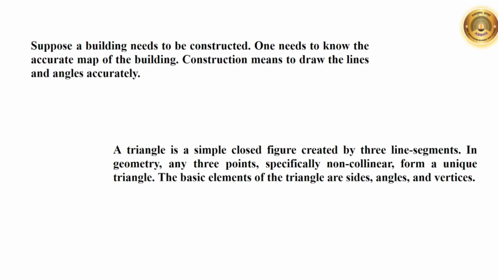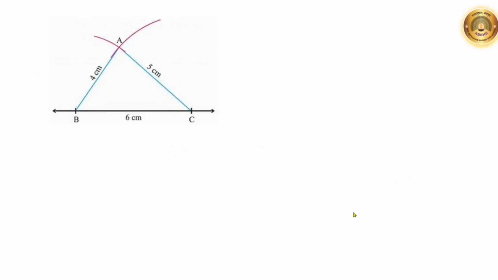Now, what are the basic elements of a triangle? Yes, the basic elements of a triangle are sides, angles, and vertices. Now, you have learned in your previous standard the construction of triangles. So given the three sides, you can construct a triangle. That is the first case. The second case is if you know two angles and the included side, then we can construct the triangle.